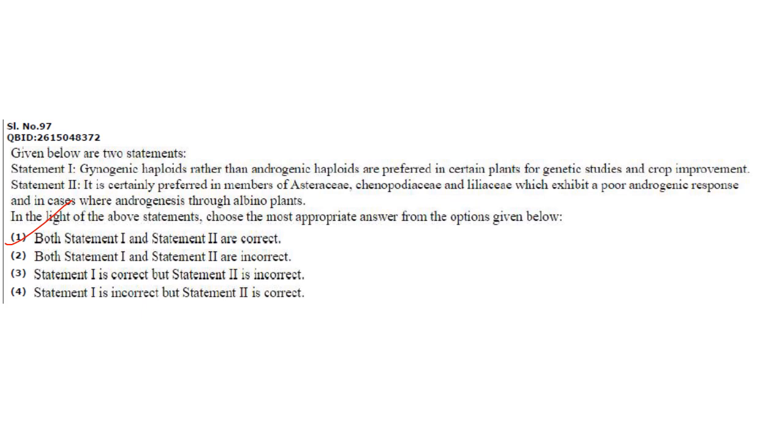Then next one. Gynogenic haploids rather than androgenic haploids are preferred in certain plants for genetic studies and crop improvement. It is certainly preferred in members of Asteraceae, Chenopodiaceae and Liliaceae which exhibit a poor androgenic response, and in cases where androgenesis yields albino plants. Choose the most appropriate answer from the options given below. Both statements 1 and 2 are correct.